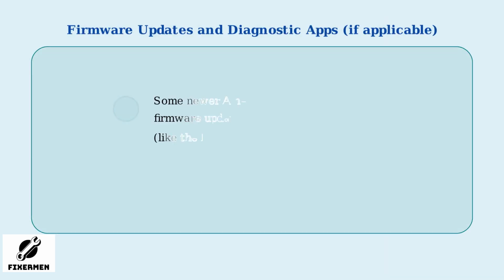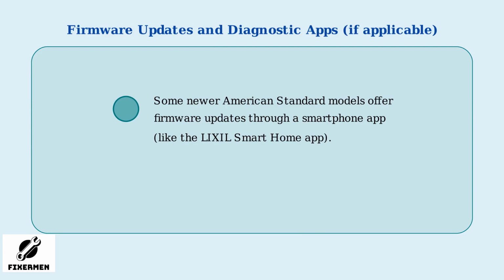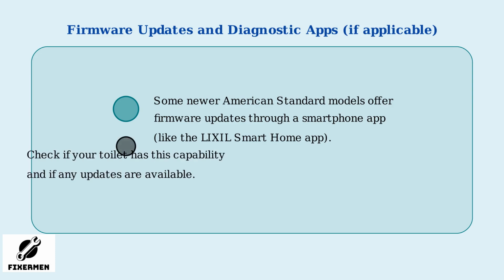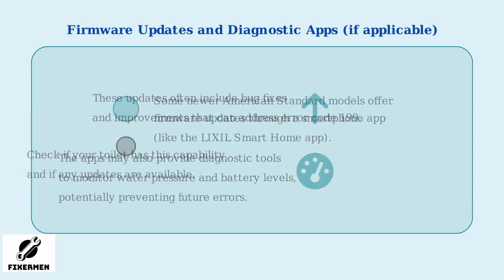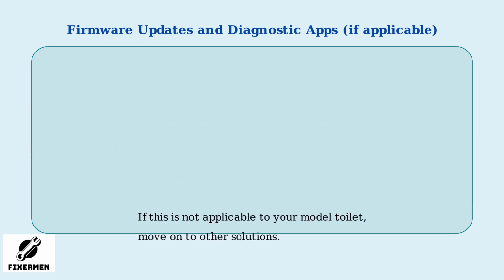Some newer American Standard models offer firmware updates through a smartphone app, like the Lixil Smart Home app. Check if your toilet has this capability and if any updates are available. These updates often include bug fixes and improvements that can address error code 199. The apps may also provide diagnostic tools to monitor water pressure and battery levels, potentially preventing future errors. If this is not applicable to your model toilet, move on to other solutions.